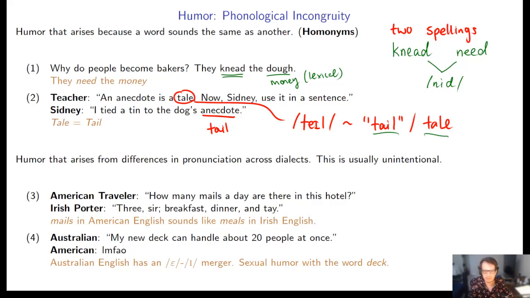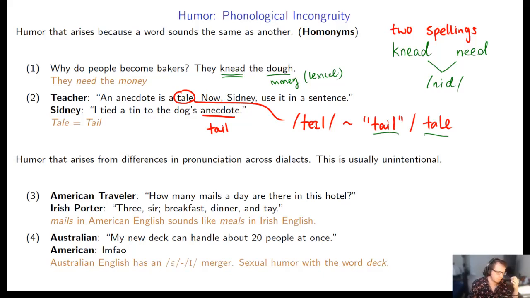So we see these types of jokes pretty often online. Now, there's the second type of phonological incongruity that is really interesting, like from a sociolinguistic perspective. And that's that we can get humor that arises from differences in pronunciation across languages or dialects. Usually dialects of the same language so that we can understand things.